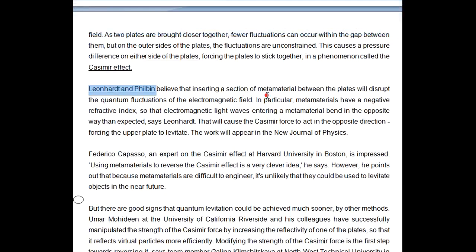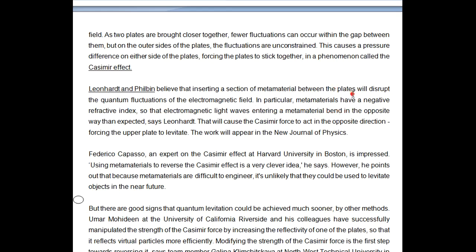Believe that inserting a section of metamaterials between the plates will disrupt the quantum fluctuation. So the first thing is saying it will disrupt the quantum fluctuations of the electromagnetic field. In particular, metamaterials have a negative refractive index, so that electromagnetic light waves entering a metamaterial bend, so it bends also.